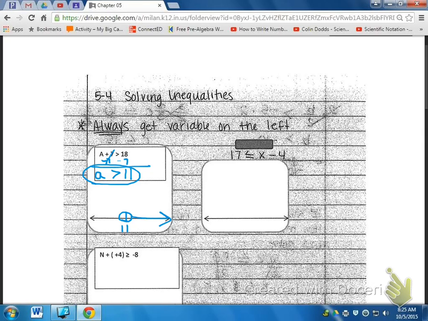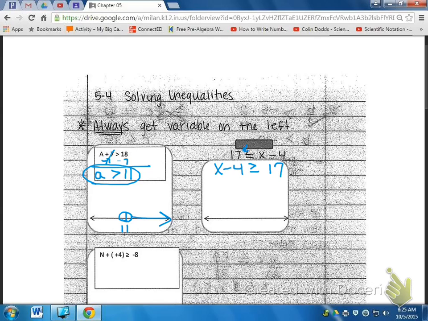If the variable is not on the left, just like the second problem, 17 less than or equal to x minus 4, you know what you can do? Switch the whole problem around right off the bat. I'm going to put x minus 4 on the left. I'm going to put 17 on the right. What do you think about the inequality symbol? You got to flip it so that it's still pointing at the 17. You see how it's pointing at the 17 right there? Make sure it's still pointing, so you're going to flip the whole thing around.